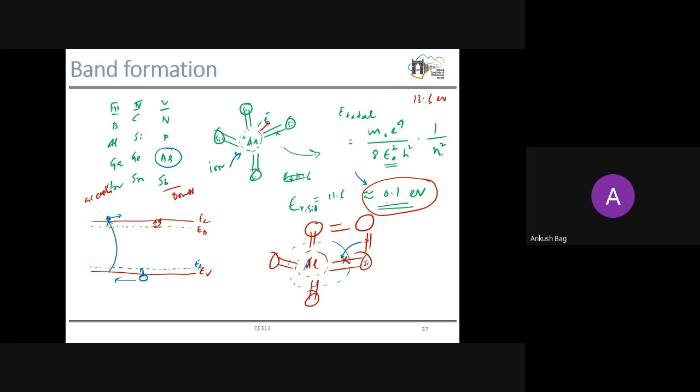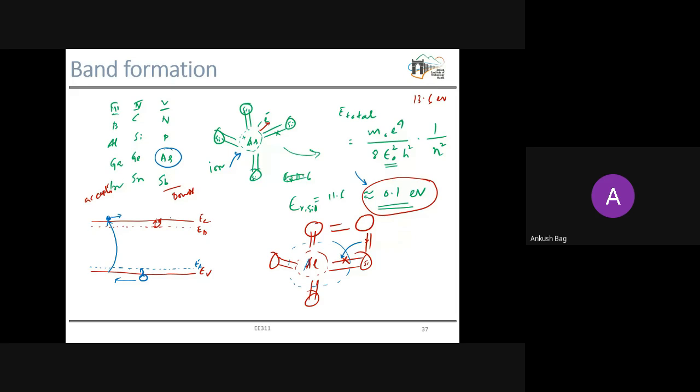Although this is a very low energy, 0.1 electron volt typically in case of silicon and arsenic. So that means the energy difference between this donor level and the conduction band is 0.1 electron volt. So this is a very low energy. That means very low energy is required to take out this electron.